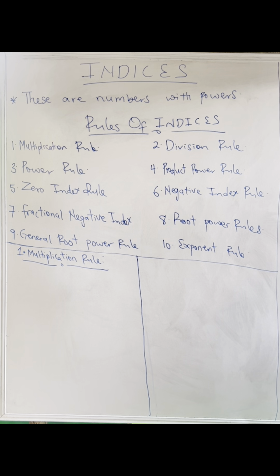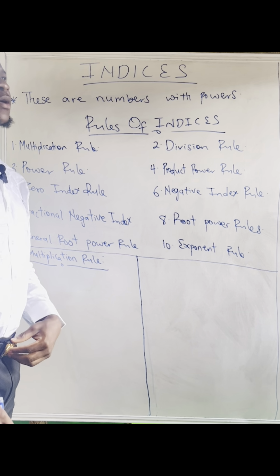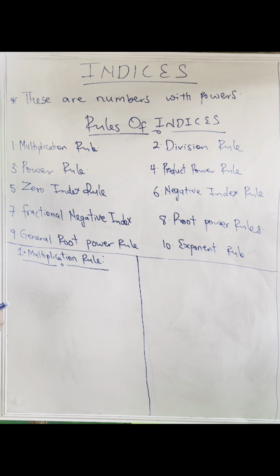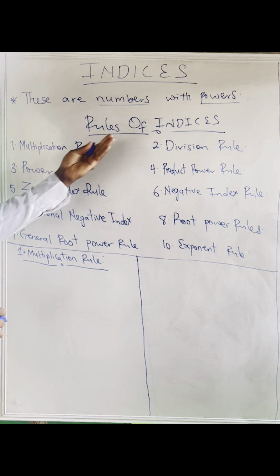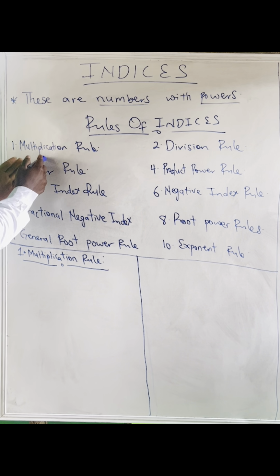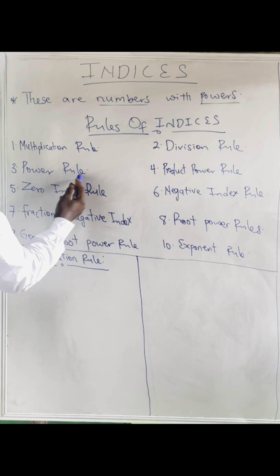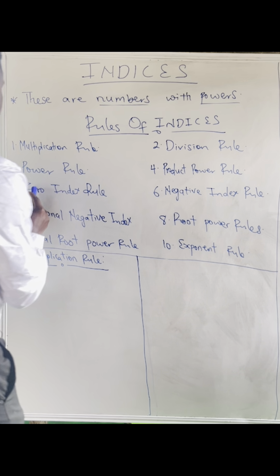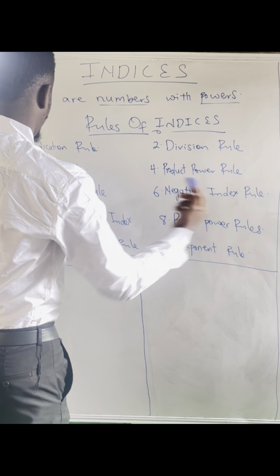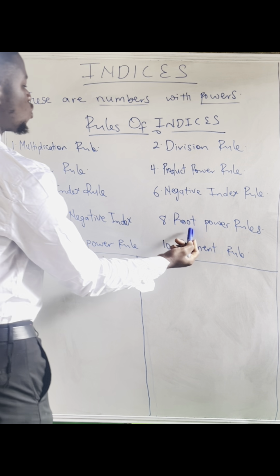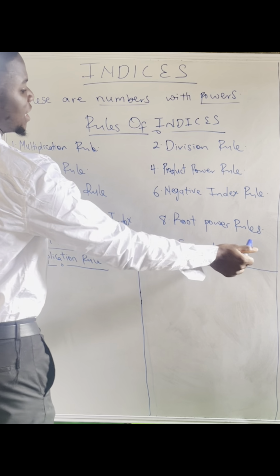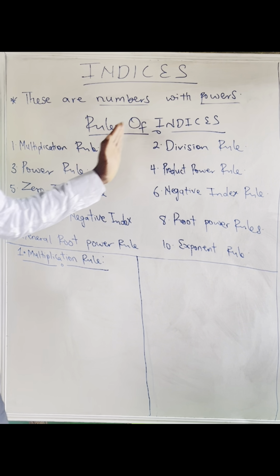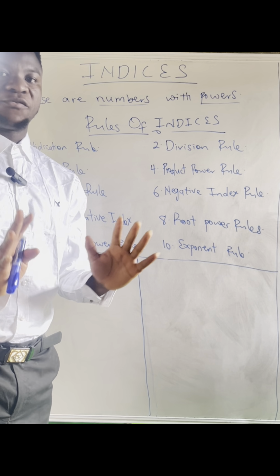Good day, everyone. So today we are going to be talking about indices. If you are talking about indices, we are going to be dealing with numbers with powers. So we have various rules of indices. The first one is the multiplication rule, division rule, power rule, product power rule, zero index rule, negative index rule, fractional index, root power rules, general root power rules, and exponent rule. So we can refer to them as rules of indices or laws of indices.